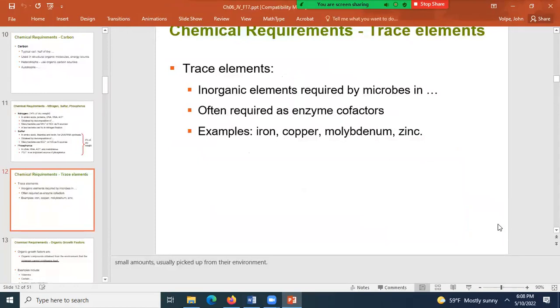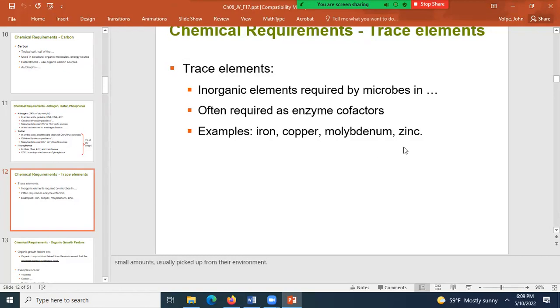All right. Living life forms also require trace elements. Trace elements are inorganic elements required by microbes in very small amounts. Trace elements are often required by enzyme cofactors, meaning the enzyme will not work unless the trace element is around. Some examples of trace elements include iron, copper, molybdenum, and zinc.